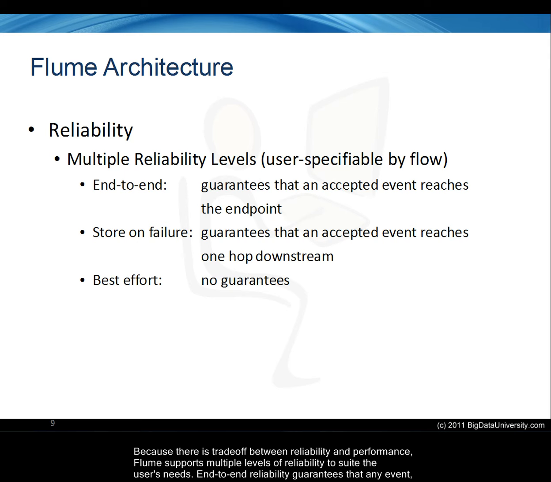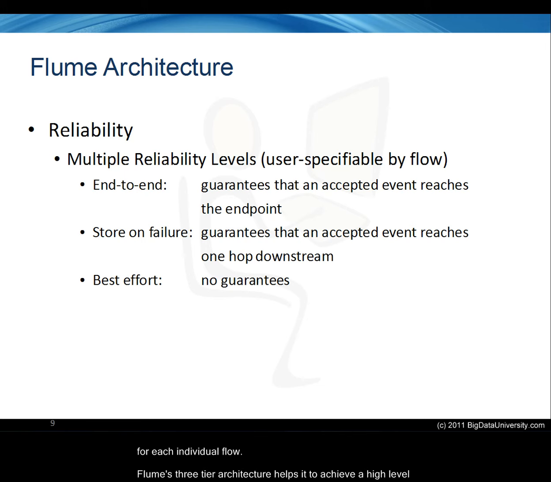Because there is a trade-off between reliability and performance, Flume supports multiple levels of reliability to suit the user's needs. End-to-end reliability guarantees that any event, such as an update to a log file, that is accepted into Flume makes it to the endpoint, such as the HDFS. Store-on-failure reliability guarantees that an accepted event makes it to the next node in the chain, but doesn't guarantee reaching the endpoint. Best effort reliability makes no guarantees but has the least overhead. These reliability levels can be specified for each individual flow.